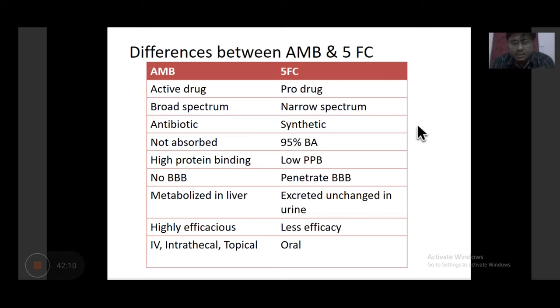Amphotericin is very effective. The efficacy of flucytosine is less, and amphotericin is available in all forms like topical, intrathecal, IV. Oral is also available, but not for systemic infection. While flucytosine is used by oral route. So these are the differences. So see the beauty of the combination: amphotericin B and 5-flucytosine show synergism, even having a lot of differences between these two.